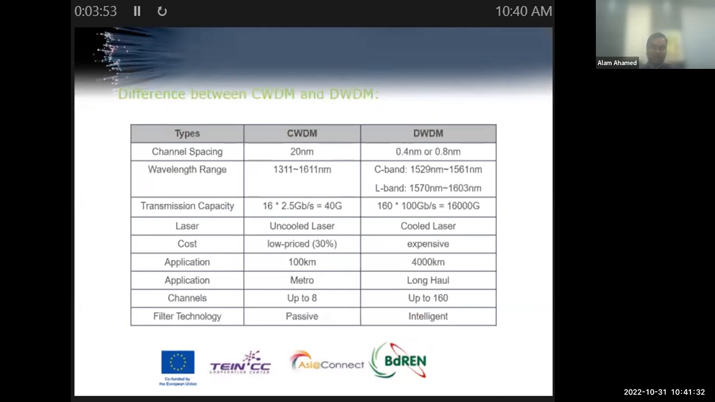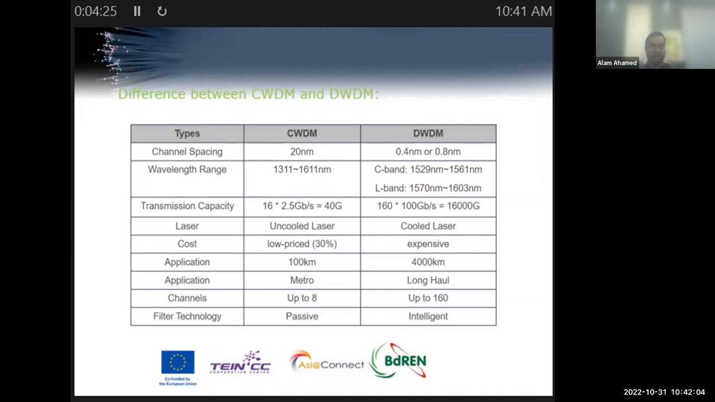Difference between CWDM and DWDM. Channel space means the middle space between one channel and another channel. Channel space in CWDM is 20 nanometers and in DWDM only 0.4 to 0.8 nanometer. Wavelength range: 1311 nanometer. In DWDM we can use two types of band, C band and L band.